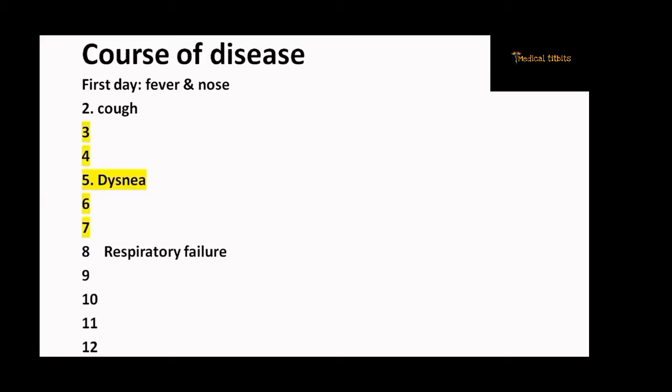The course of the disease, as I said: on the first day usually fever, nasal symptoms, cough, then the patient feels better. By the end of the fifth day, he may develop dyspnea. Many usual complications occur from 5 to 10 days. But some patients may not develop dyspnea at the end of 5 days. So I call this period of 3 to 7 days the honeymoon period.